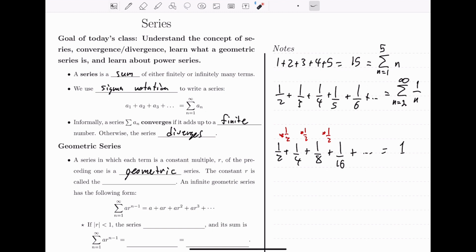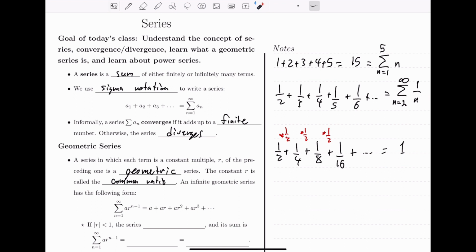So this is a geometric series. Each term is a multiple of the preceding term. In other words, we can get to the next term by multiplying by some constant value. This constant r is called the common ratio. An infinite geometric series has this kind of form. If you look at these different terms here, each one is being multiplied by this common ratio r. a times r, ar. ar times r, ar squared. Times r again, ar cubed. So this is the generic form for an infinite geometric series.